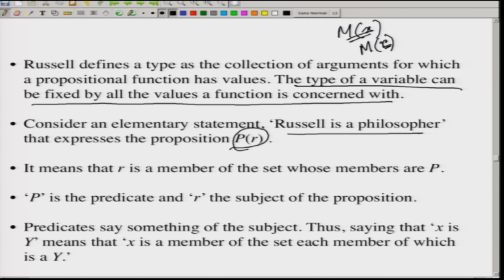How do we distinguish? A proposition is the logical form of a statement. So, it means that R is a member of the set whose members are P. Now, P is the predicate and R the subject of the proposition. So, this is a subject-predicate sentence or statement or proposition.